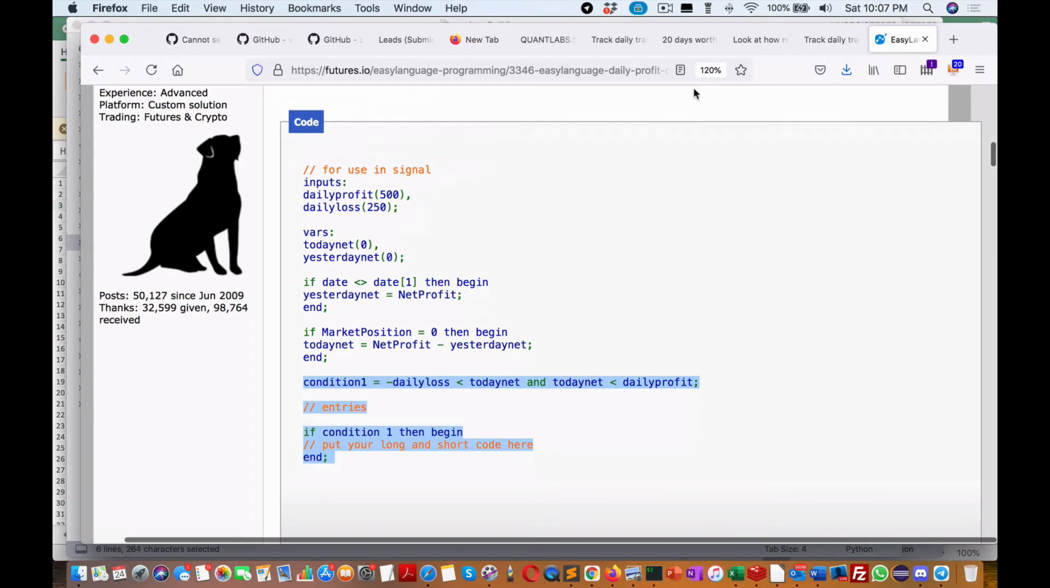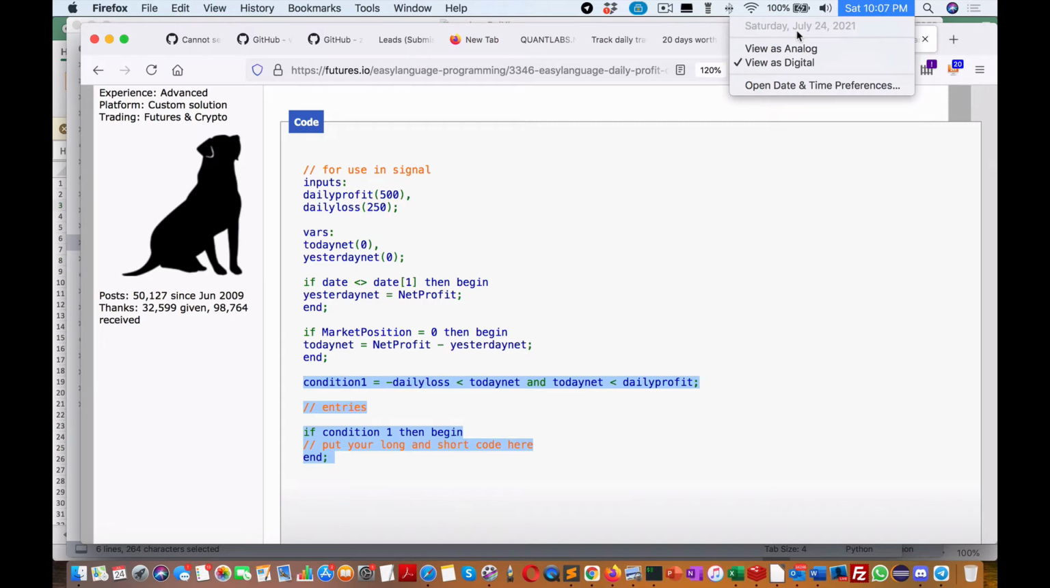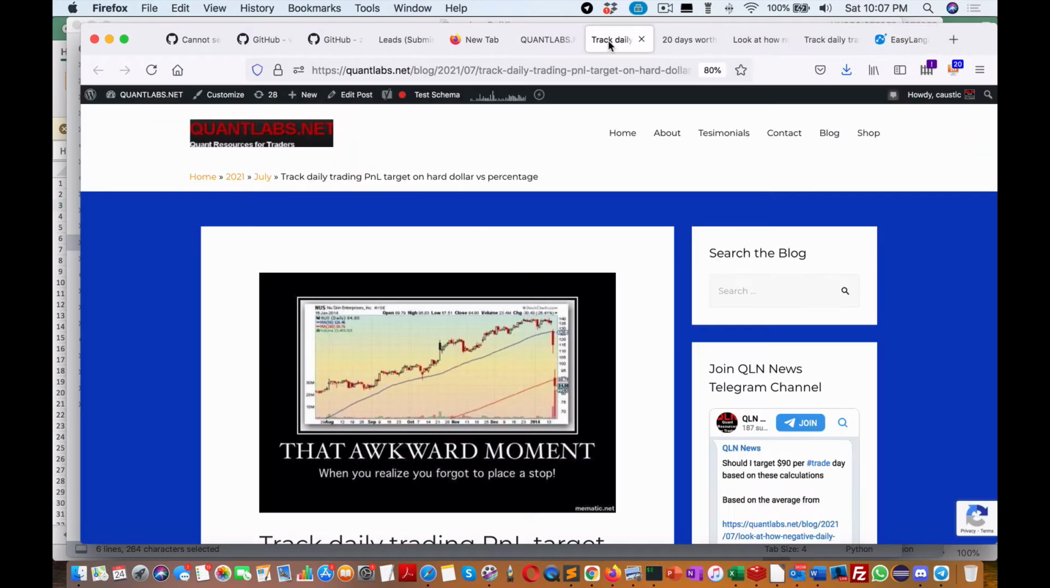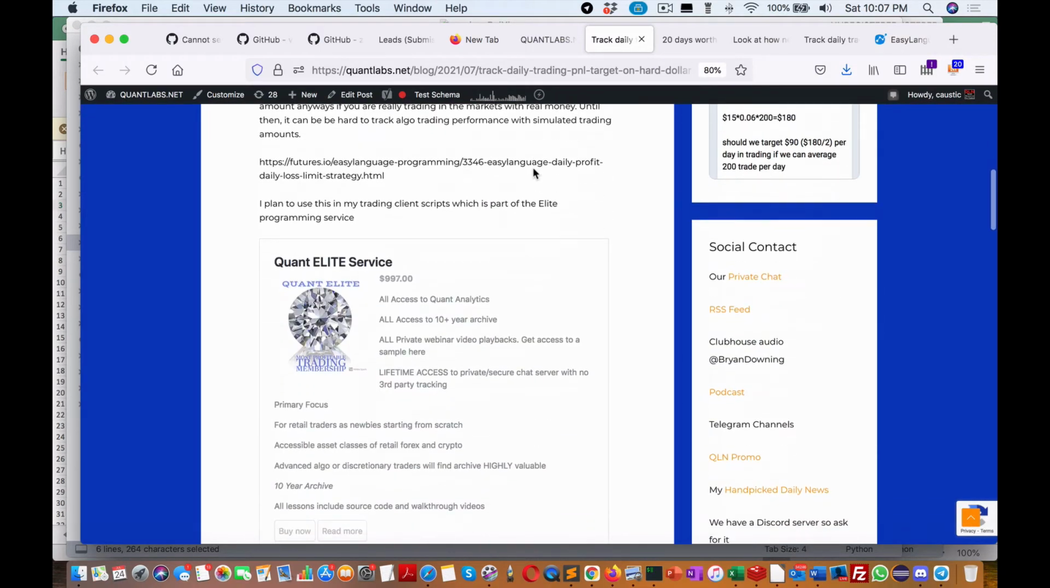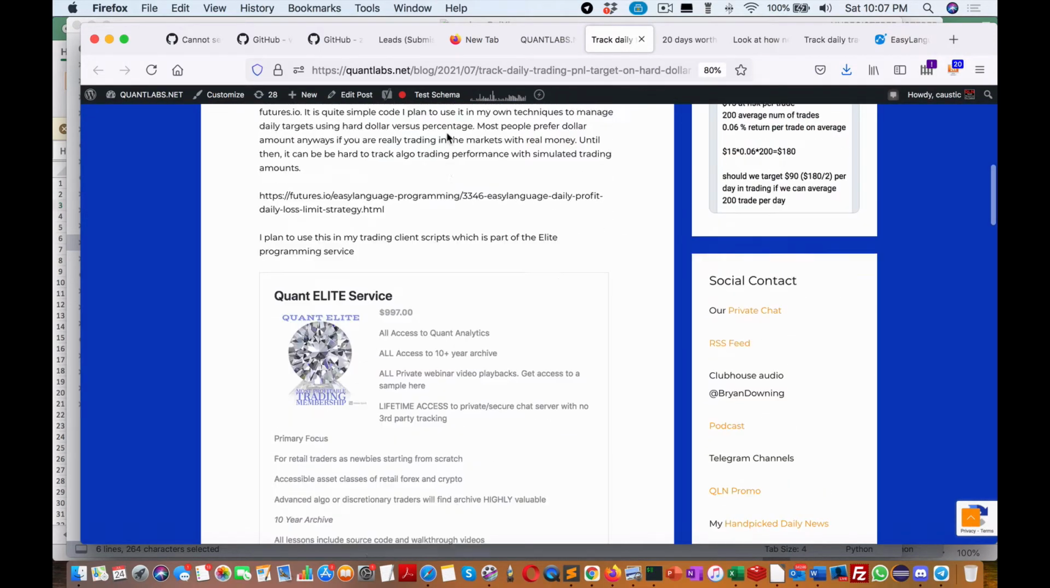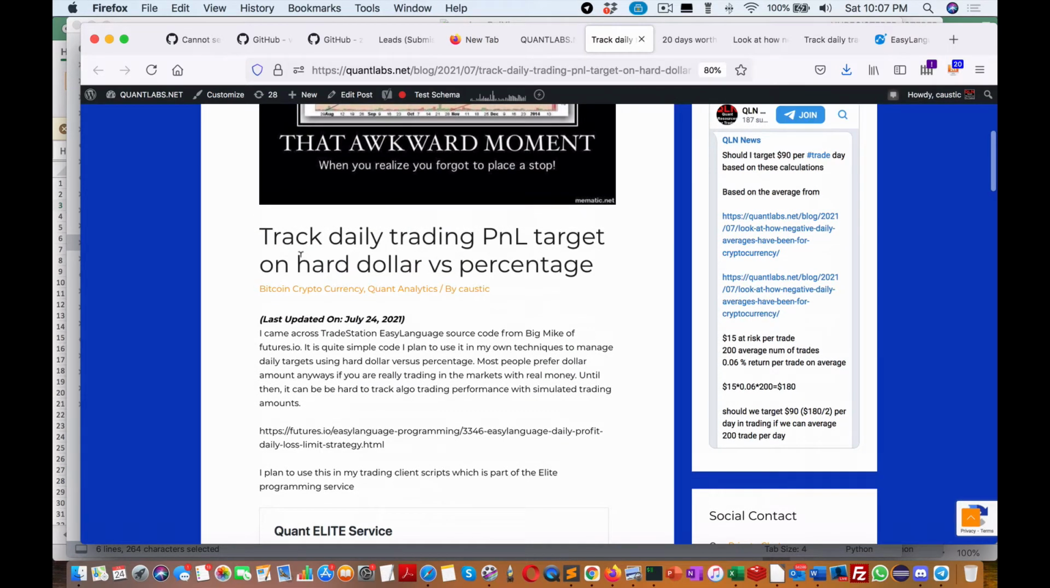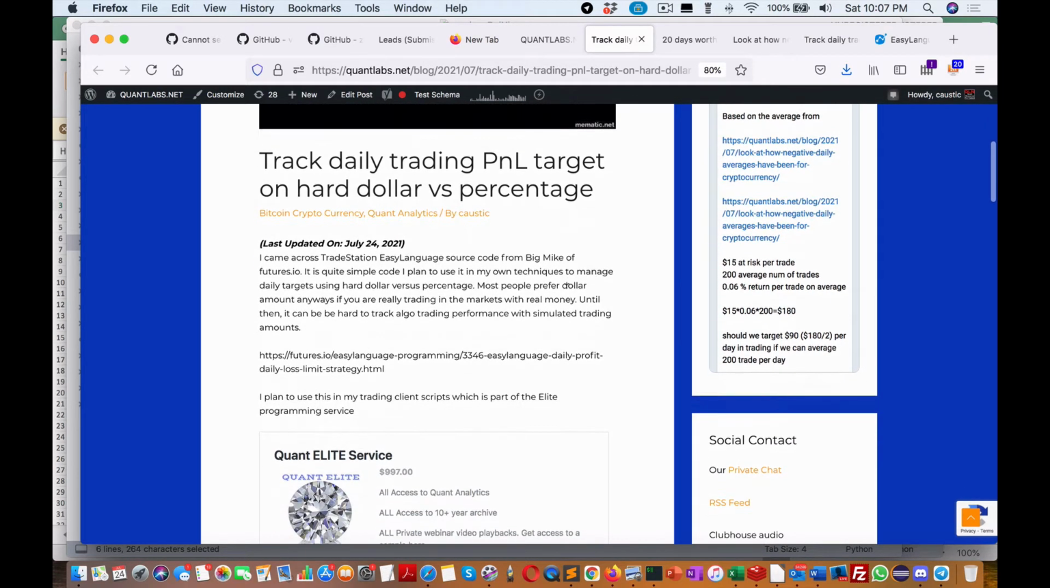I've been posting a variety of articles today on this. Today's the 24th of July, just so you know, if you go to my blog. Let me see where I start here first. This is the first article. If you're on the podcast, you're looking for track daily trading P&L target on hard dollar versus percentage. Again, this is using hard dollar amounts. So this is where you can find the article. I'm just showing you the posting from Big Mike at futures.io.